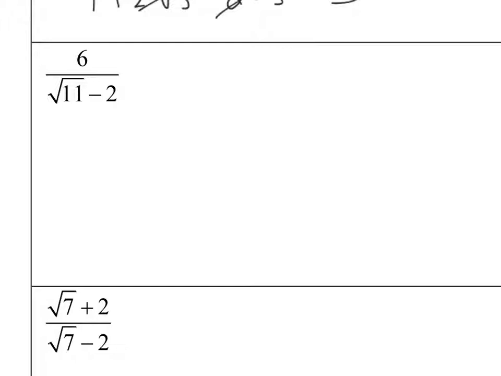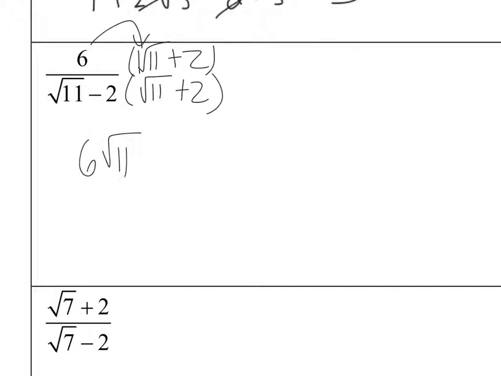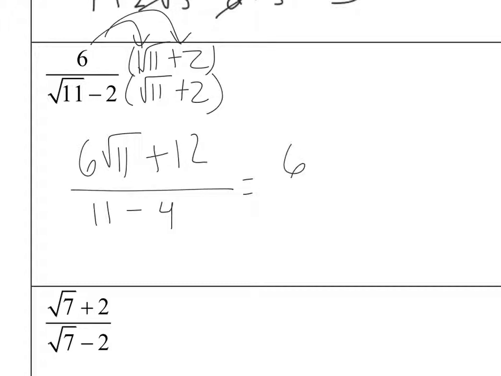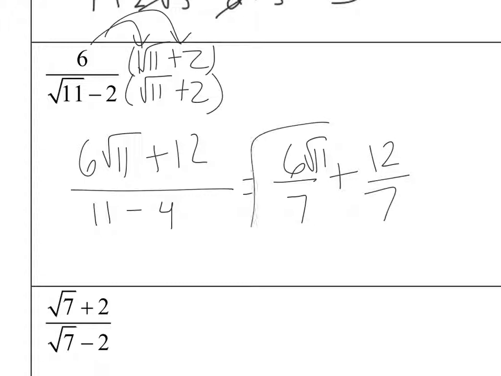So this one, the conjugate is going to be square root of 11 plus 2. Square root of 11 plus 2. So you have 6 square root of 11 plus 12 over 11 minus 4. So you have 6 square root of 11 over 7 plus 12 over 7. Always separate it out to see if you can simplify it, okay?